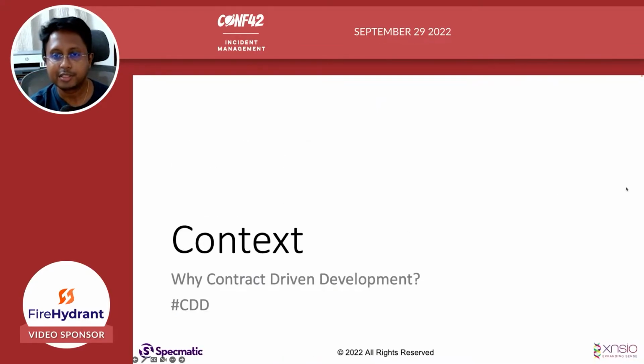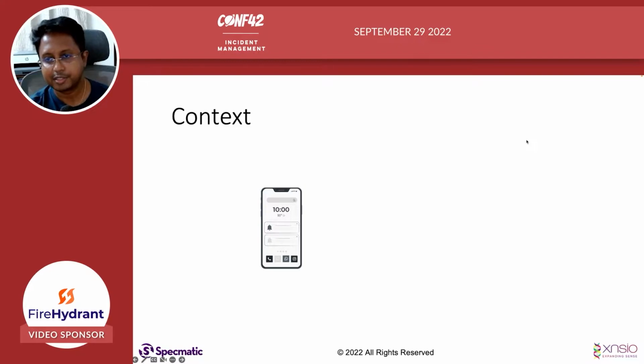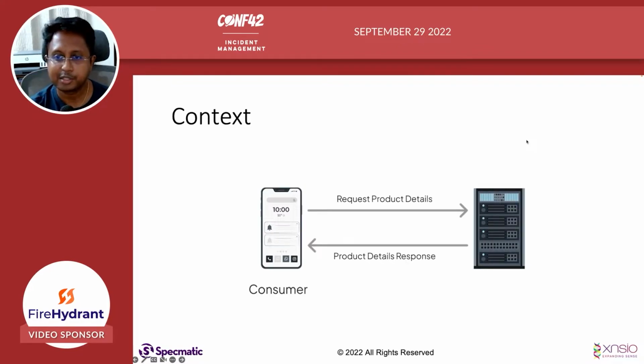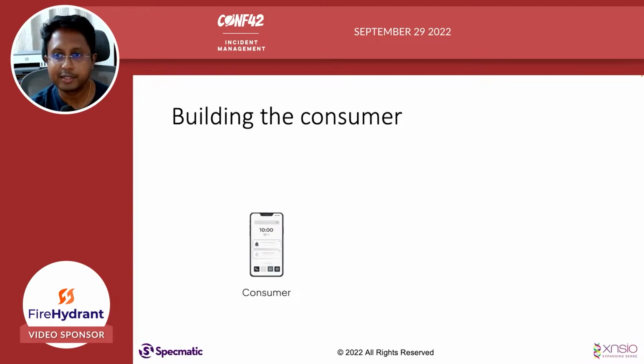Let's start off with some context setting on the topic. Why do we really need contract-driven development? Let's say we're building a mobile application that requests data from a backend and then displays the same. The application requesting the data is the consumer, and the application responding with the data, let's call it the provider. Now, with the terminology out of the way, let's look at how we would go about building the consumer.